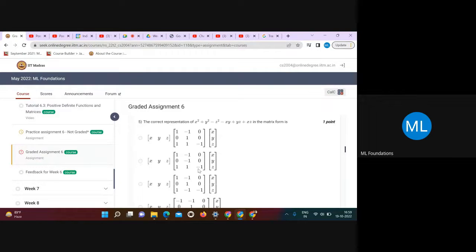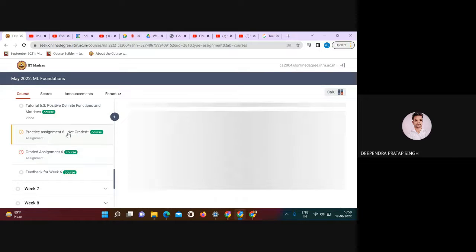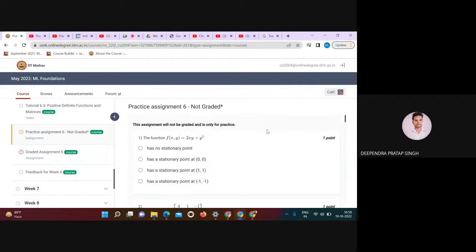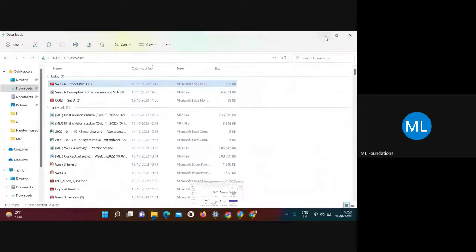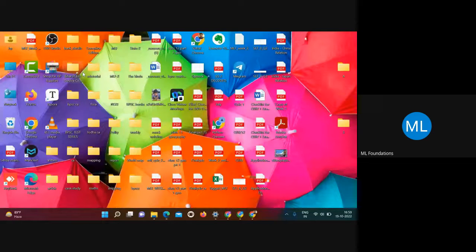If you see, for the z square it is -1. For all three cases it should be -1. And again, I think we have the same question in the practice assignment. We have the solution for the practice assignment also, which will be the same. I have only solved some of the problems. You can see where I've solved.